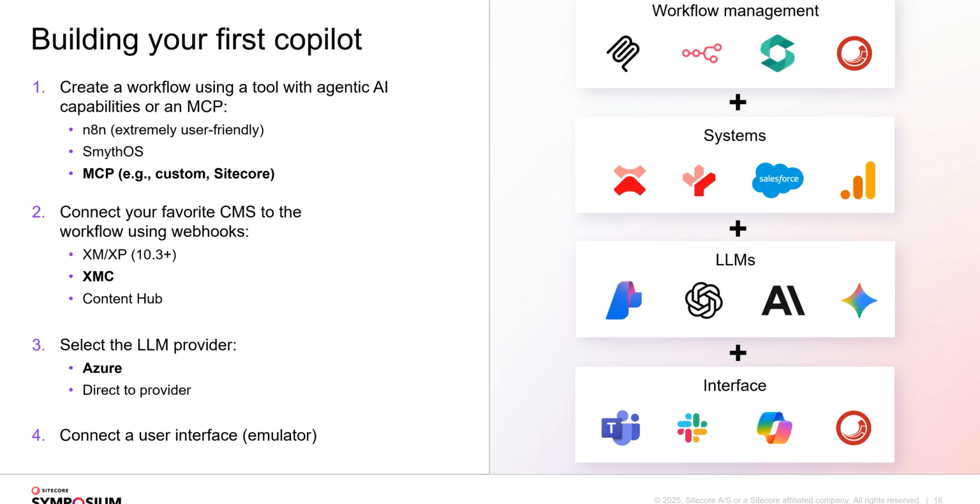Before even building the first Copilot, you have to take certain decisions. First of all, you need to decide which workflow management system you are going to use. N8N is probably the most popular and widespread, as well as extremely user-friendly today. There are other systems like Make.com, SmithOS. You can also use Sitecore Connect from the Sitecore ecosystem. And of course, you could be open to using an MCP server.